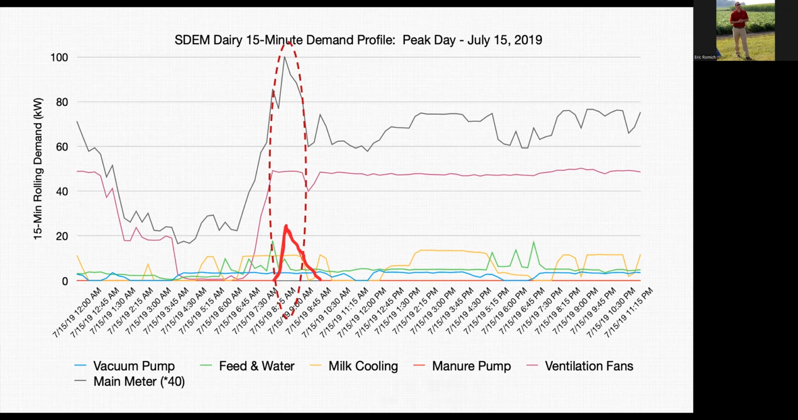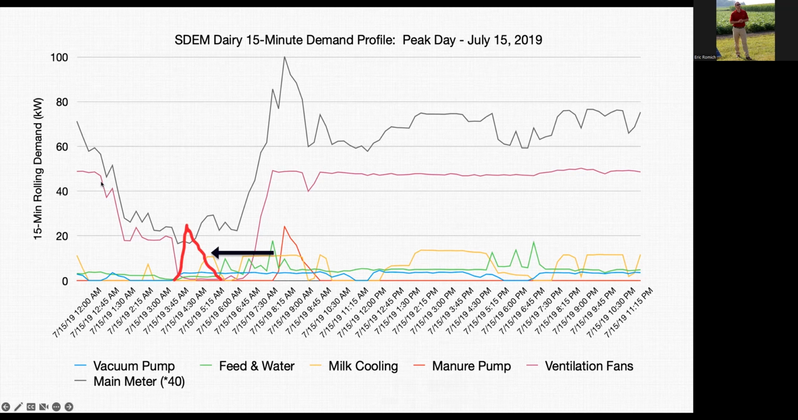From a ventilation standpoint, we have to keep animals cool, right? We can't not ventilate in the summer. So that would be a load that we have very little opportunity to shift or move to a different time. However, from a pumping standpoint, when we think about the manure pump, that's something that we could run at a different point in time. So if we think about what it would look like if we changed this load profile and moved that manure pump to run at a different time?